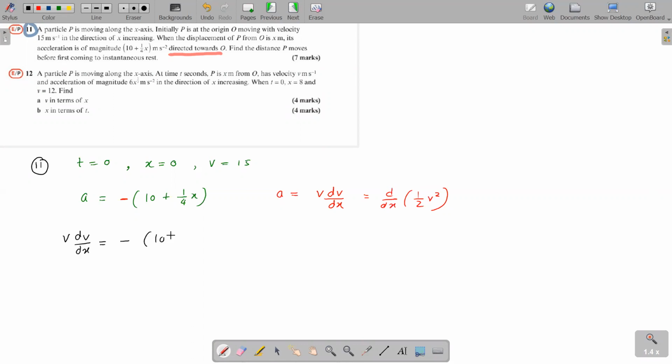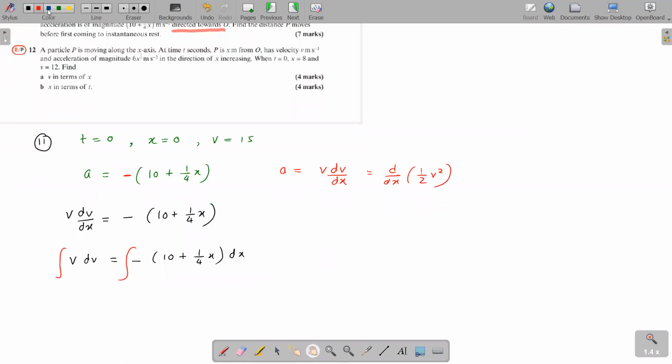equals minus 10 plus 1 over 4x. Are you with me? Okay, so then let's take the dx to the other side. V dv equals minus 10 plus 1 over 4x times dx. Do you agree with me? After you separate the variables, you can see dv with v, the x term is with dx. So I will integrate both the sides. Integration of the left hand side happens with respect to v. Integration of the right side happens with respect to x.